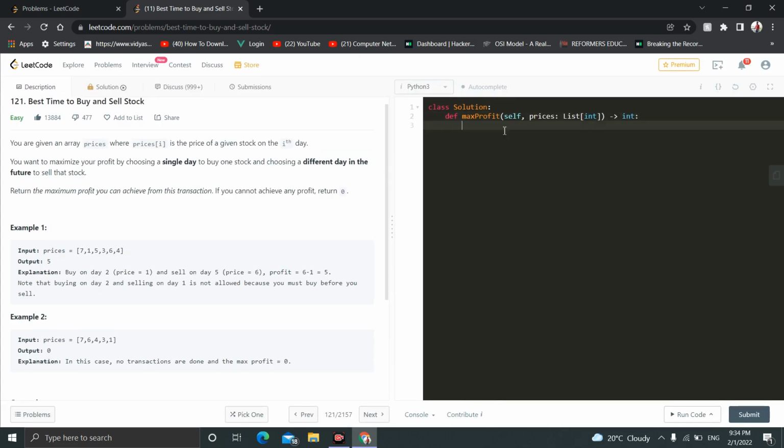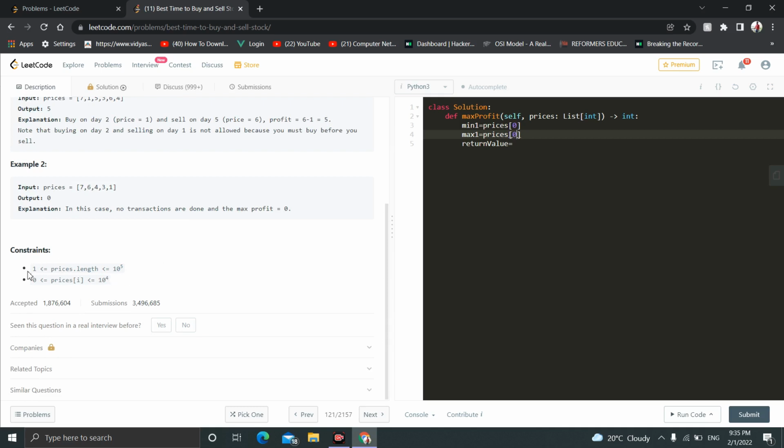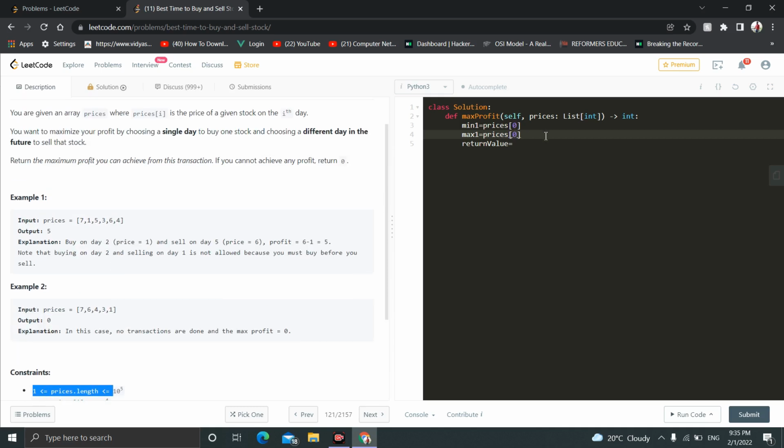So what we are going to do is make our two variables, min and max, and also take the return value that we have to return and initialize it with the first value. It will also not give an error, because prices length should always be greater than or equal to 1. Let's take i as 0. Now we have to run our loop.